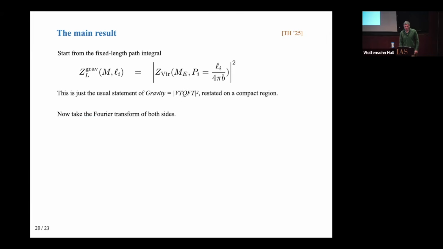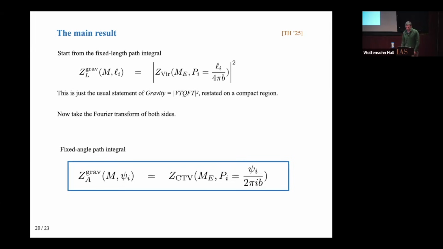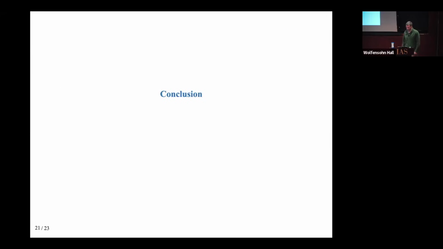Now we take the Fourier transform of both sides. On the Virasoro TQFT side, we've learned that taking the Fourier transform, or the modular S transform, converts this into the conformal Turaev-Viro theory. On the gravity side, the Fourier transform just turns into a change of boundary conditions. Therefore, we find that the fixed length path integral for gravity is exactly the CTV amplitude. This is the main result that I wanted to describe, and now I'm going to wrap up with a couple of comments.